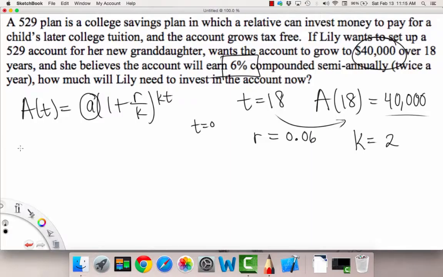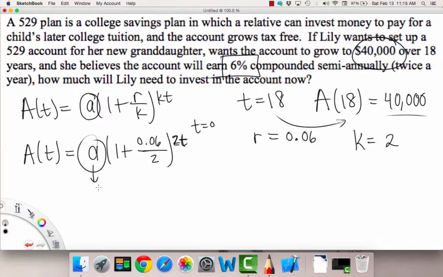So let's just set up our equation here. We have A of t is equal to a, which we do not know, times 1 plus r over k, which is 0.06 over 2, and then we raise it to the 2t power. What else do we have? In order to figure out this a, because that's what we're looking for, we do know that t is 18. When t equals 18, this whole function should be equal to 40,000.